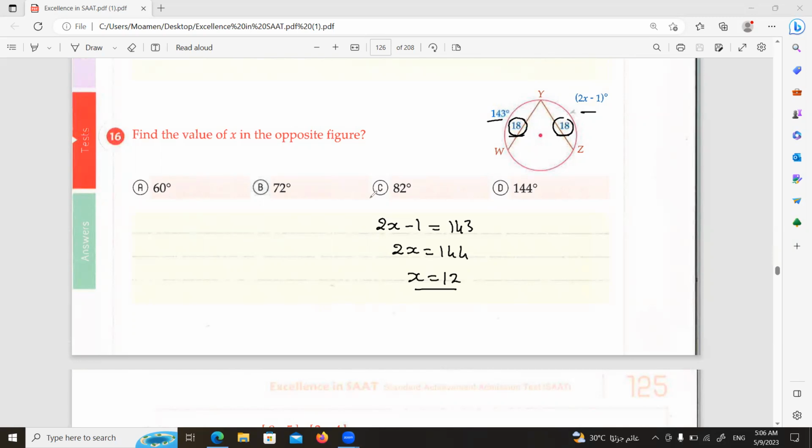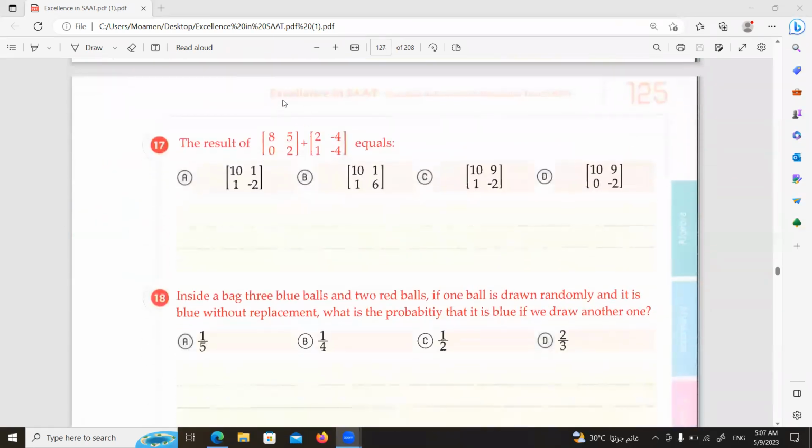So x is equal to 144 divided by 2, sorry, this is 72. Depending on the rule, if we have two equal chords, we have two equal arcs, and vice versa is right. If you have two equal arcs, you will have two equal chords, so the result will be letter B, which is 72. We're going to number 17.